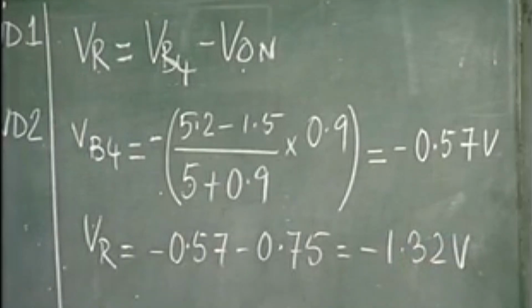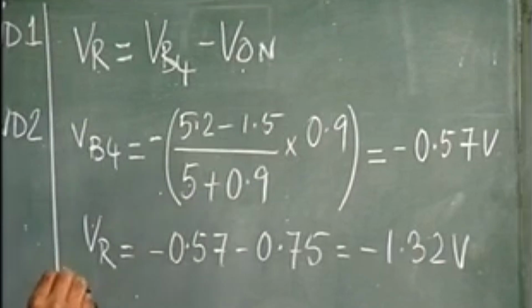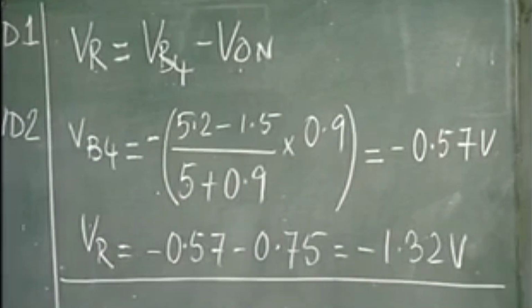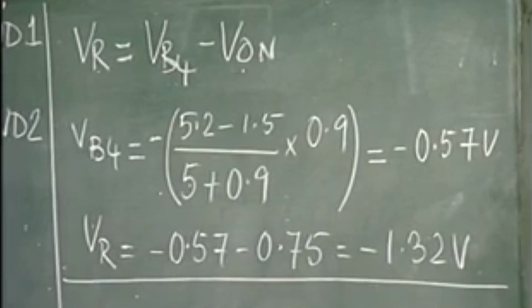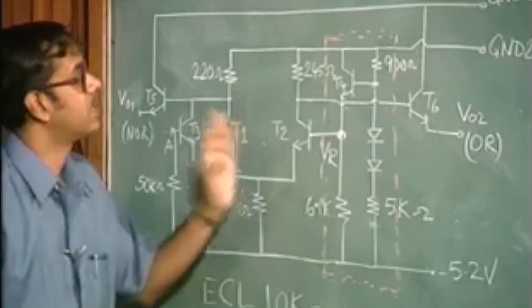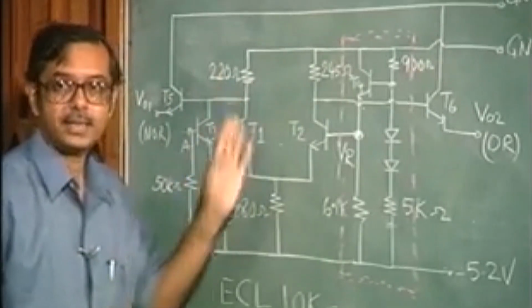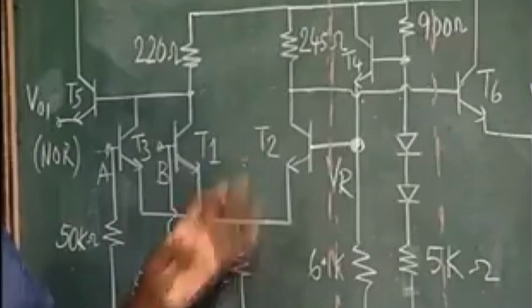So that is the value of VR. Now that we have calculated it, we can go ahead. Now we shall look at the two different states, that is, one is when the left branch is conducting and the other is when the right hand branch is conducting.